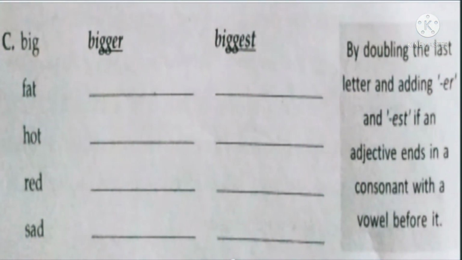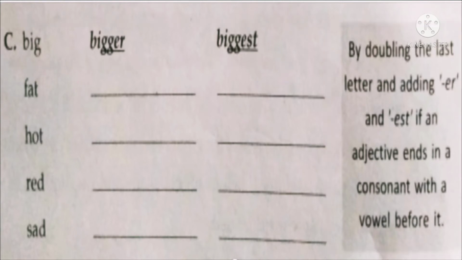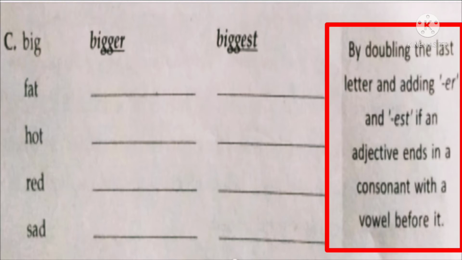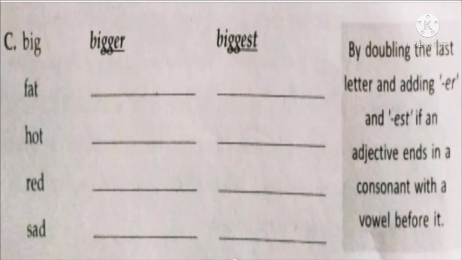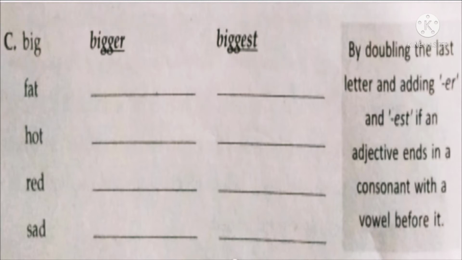Now look at the next exercise. Here also one example is given. The positive degree is big and the comparative degree of big will be bigger and the superlative degree will be biggest. So I hope you remember the third rule that if the positive degree ends in a consonant with a short vowel before it, then we double the last consonant and then add er to the comparative degree and est to the superlative degree. Okay, so as you can see here that this word big ends with a consonant, that is G, and there's a short vowel before it, that is I.